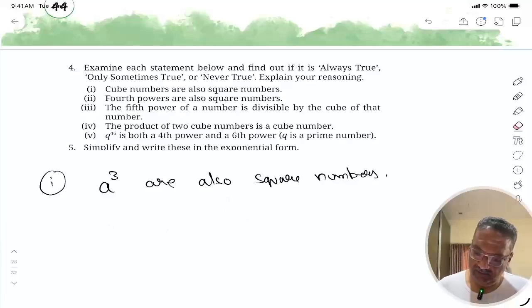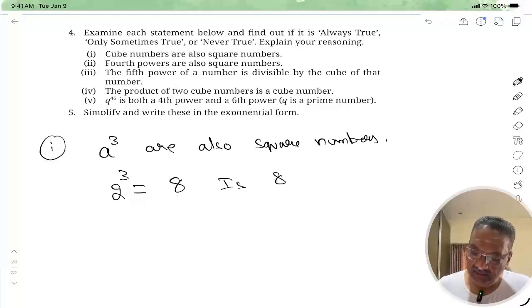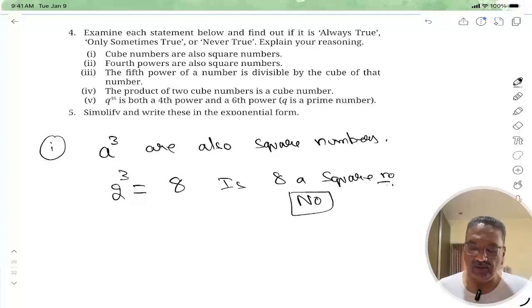No, this will be confusing. Cube numbers are also square numbers. Let us take the example of 2 only. Okay, what is 2 cube? 2 cube is equal to 8. But is 8 a square number? Is 8 a square number? No. So it is not true.